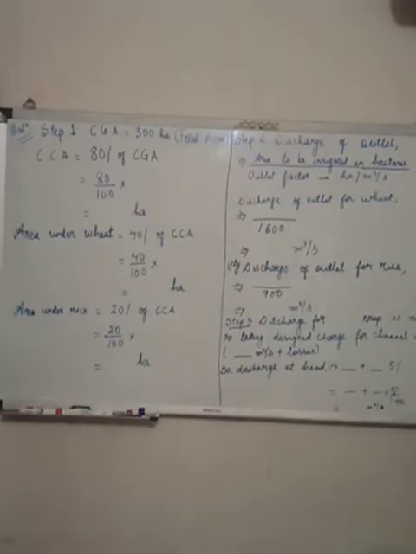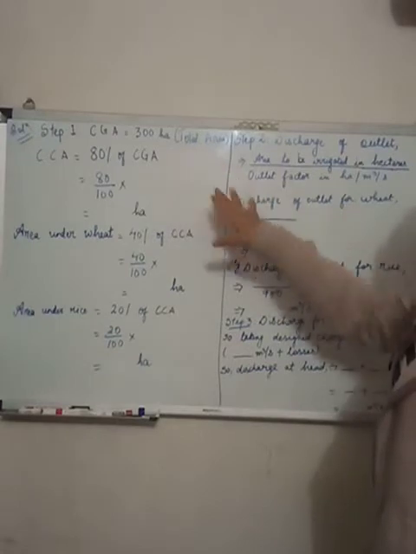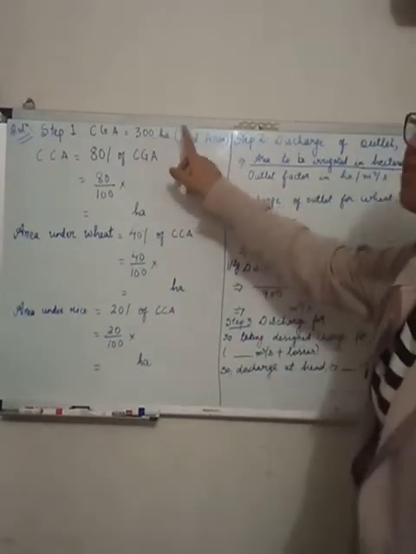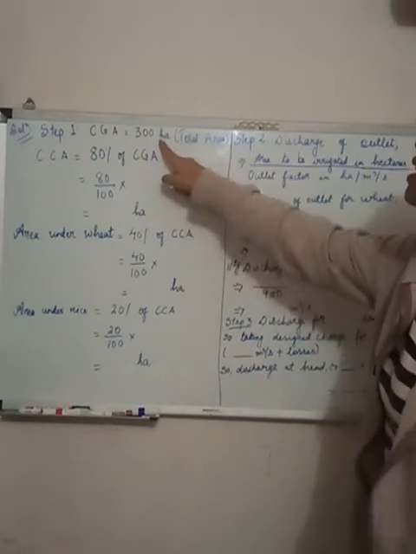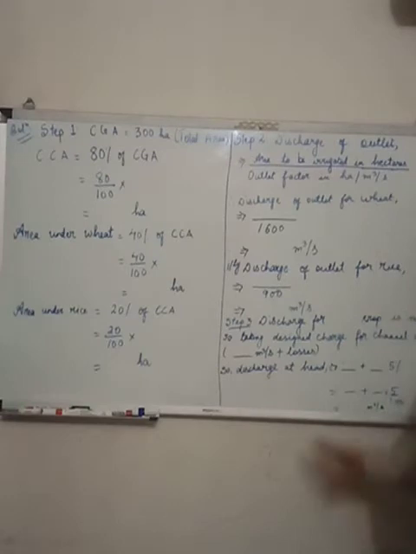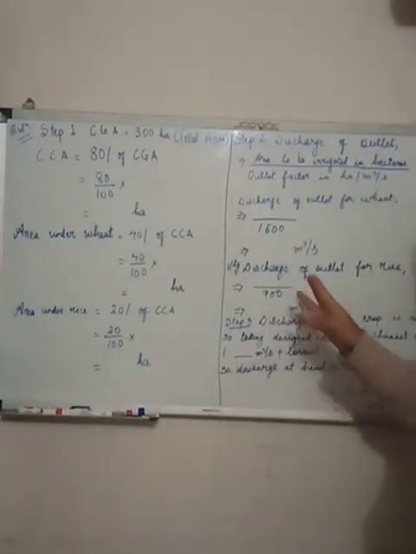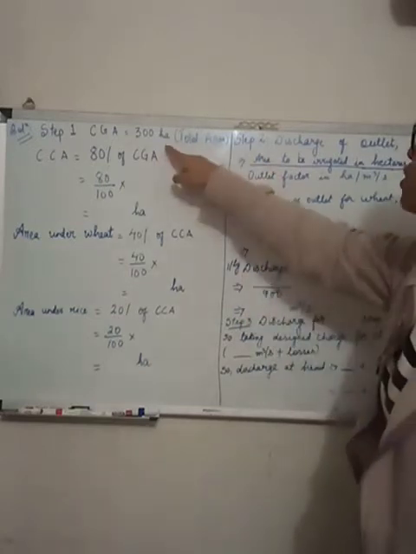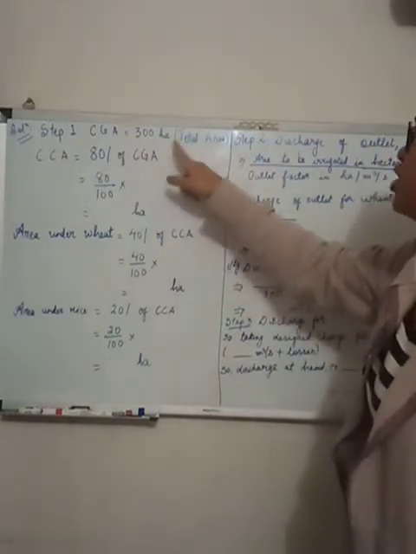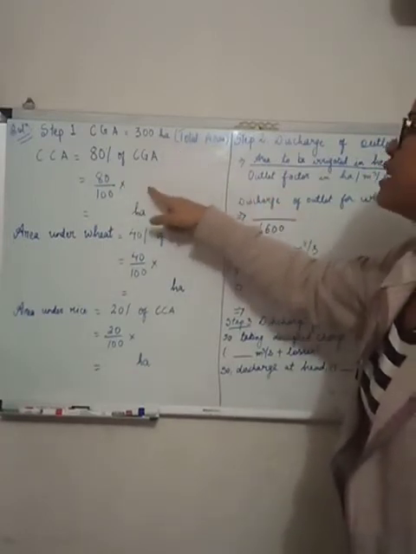Okay, so students, according to your question, the total area of land that is available that has to be irrigated is 300 hectares. I'm writing it as small h, small a, right? So the CCA, the cultivable commanded area that can be cultivated, out of this total land, total area, it's 80% of CGA. 80% of the total area is cultivated.